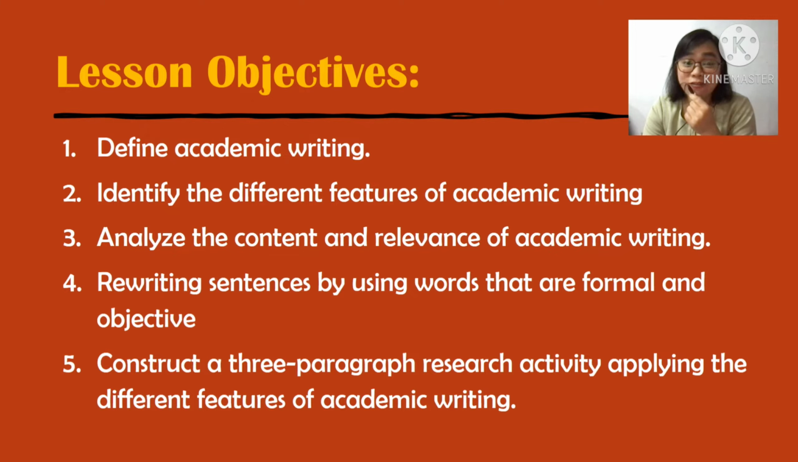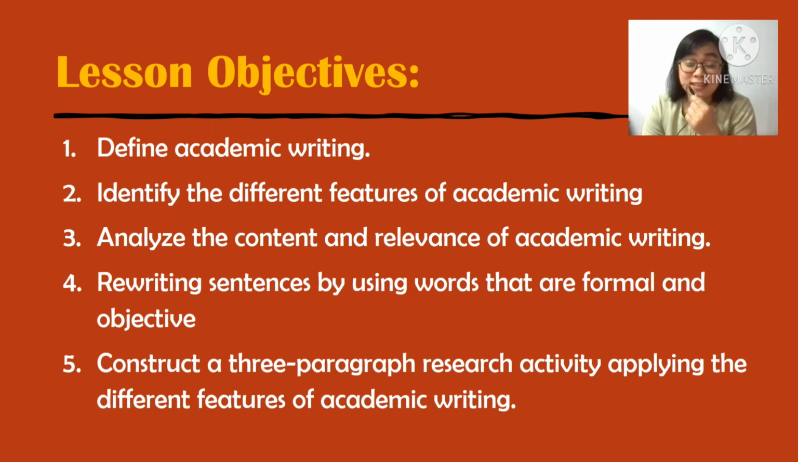First, define academic writing. Second, identify the different features of academic writing. Third, analyze the content and relevance of academic writing. Next, rewrite sentences by using words that are formal and objective. And the last one, construct a 3-paragraph research activity applying the different features of academic writing. Let's now move on to our discussion.